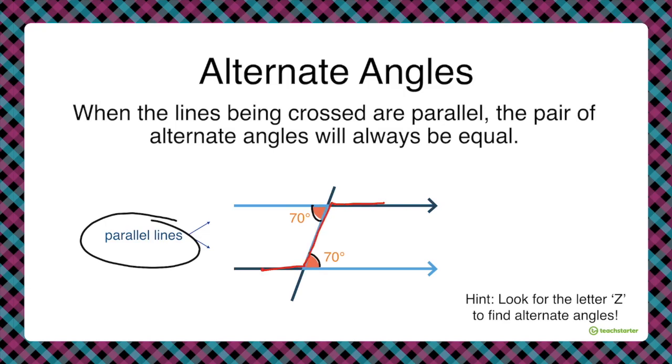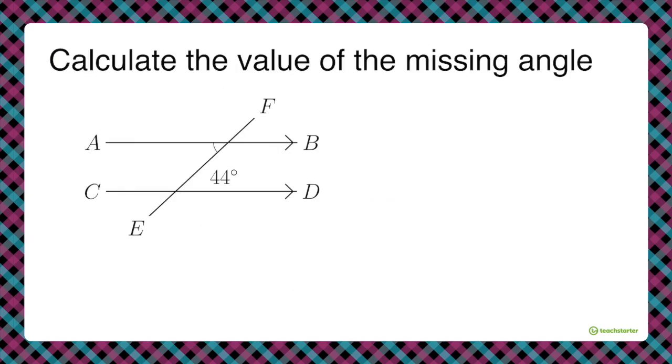So let's have a bit of a practice with our alternate rule. Once again, I've got these lines. These two little arrows tell me that they are parallel.